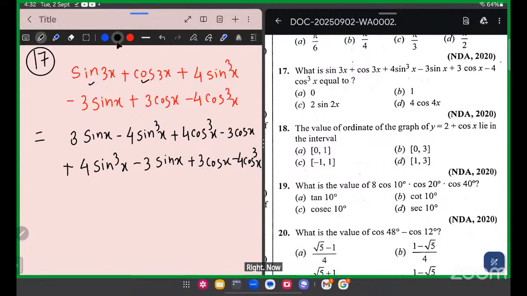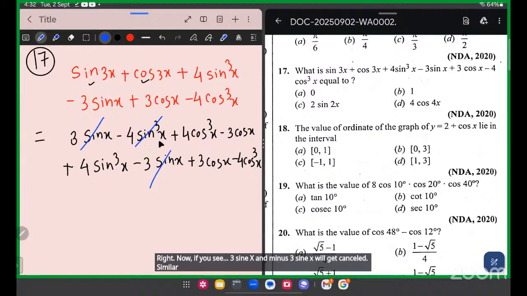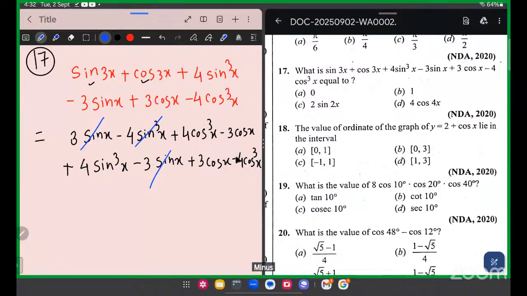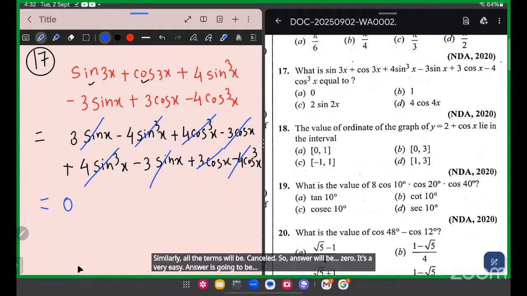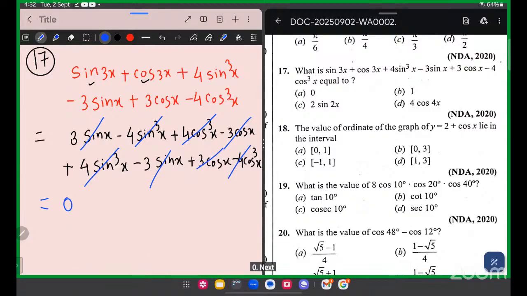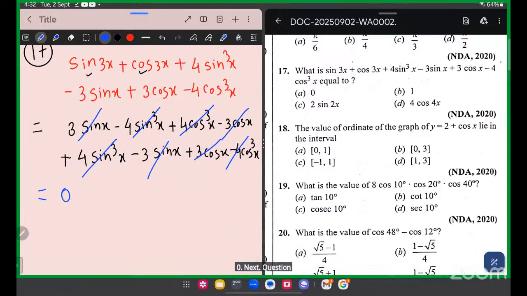Now if you see, 3 sine x and minus 3 sine x will get cancelled. Similarly, minus 4 sine cube x plus 4 sine cube x will get cancelled. In the same way, this and this term will get cancelled. Similarly, all the terms will be cancelled. So the answer will be 0. It's very easy. Answer is going to be 0. Next. Question number 18.